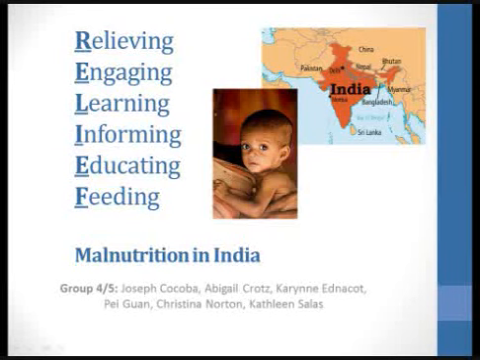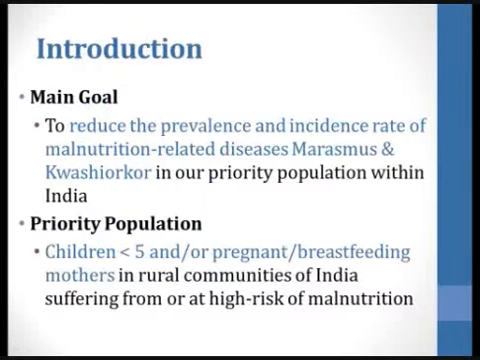Hi, we're Group 4-5. Our program is Relief. Our program goal is to reduce the prevalence and incidence rate of marasmus and kwashiorkor in India. Our priority population are children under the age of 5 and/or pregnant breastfeeding mothers.